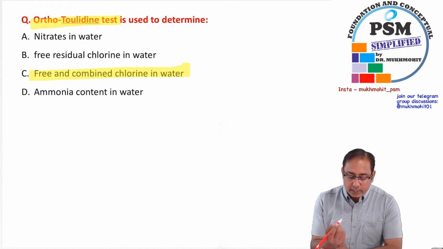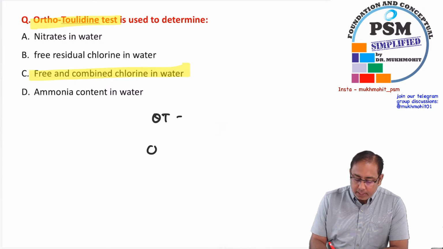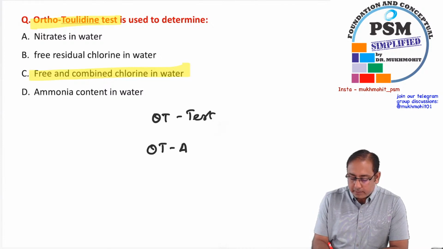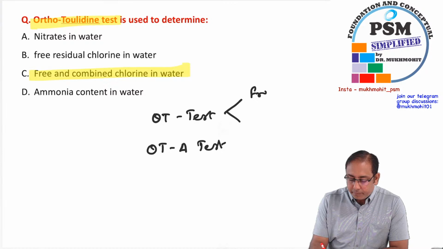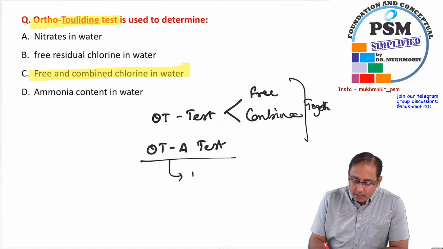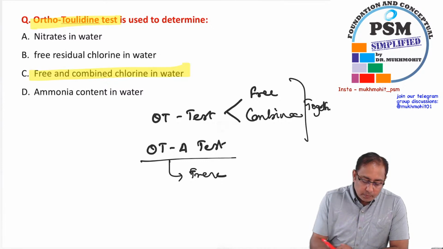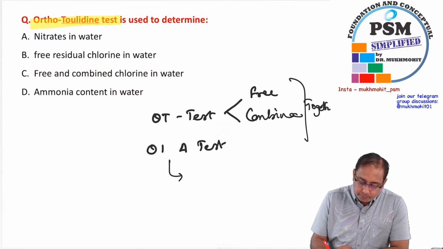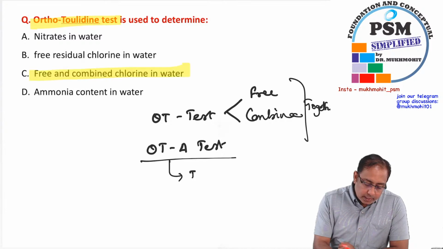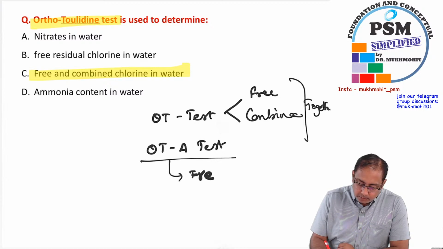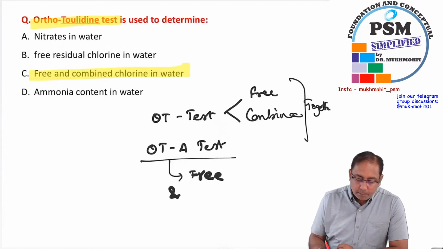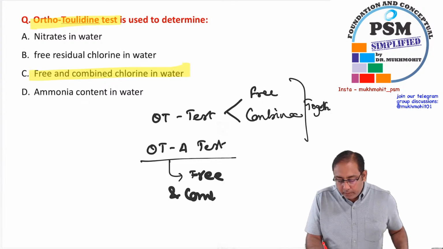Please remember, there are two tests. We have the orthotolidine test and the orthotolidine arsenate test. The orthotolidine test will tell us about the free and combined chlorine together, whereas the orthotolidine arsenate test will tell us about the free and combined chlorine.